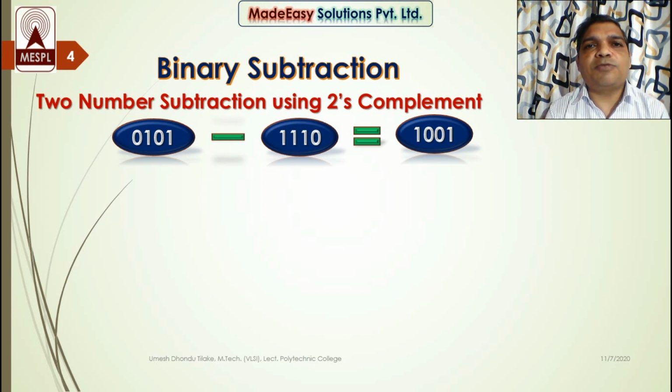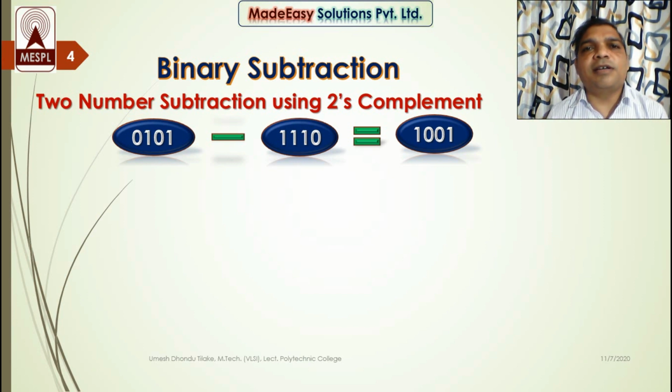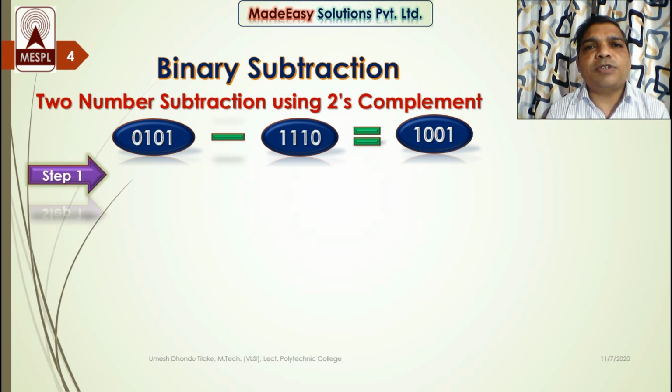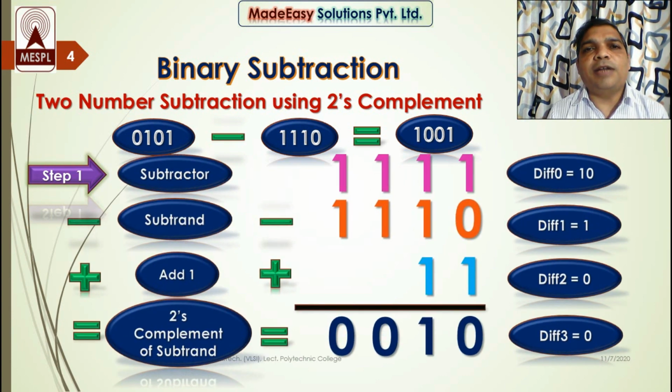So my first step is to find the 2's complement of the subtrahend. Here my subtrahend is 1110, which is larger than the subtractor 0101. So I must get a negative result over here. That means my carry must be 0. So let's start and obtain the 2's complement of the subtrahend. How will you obtain it? First obtain the 1's complement of the subtrahend and then add 1 to it. That means subtract the subtrahend 1110 from 1111 and then add 1 to it. So we have just seen it in the introductory slide, and the 2's complement we got was 0010.